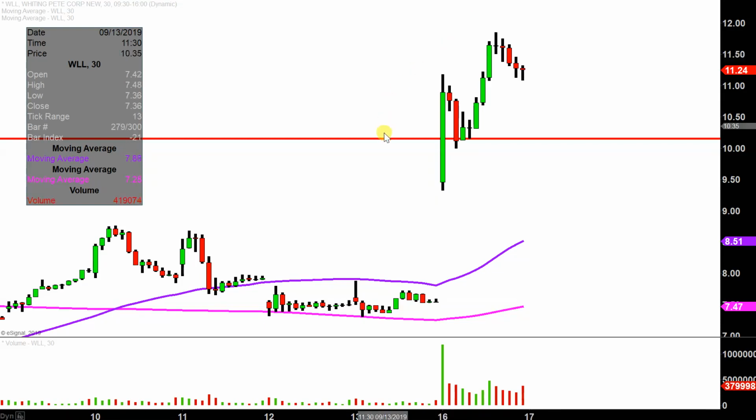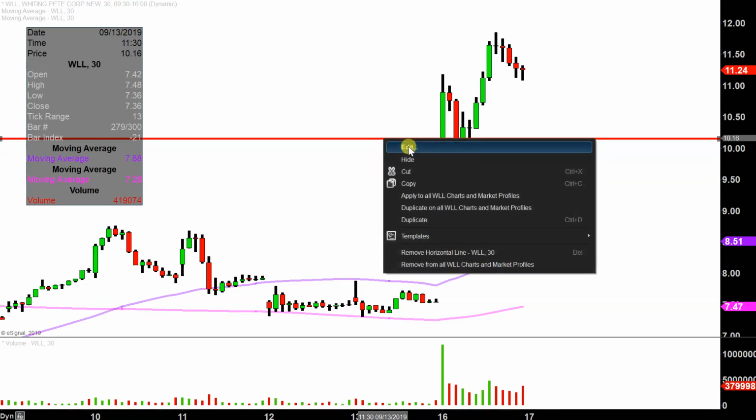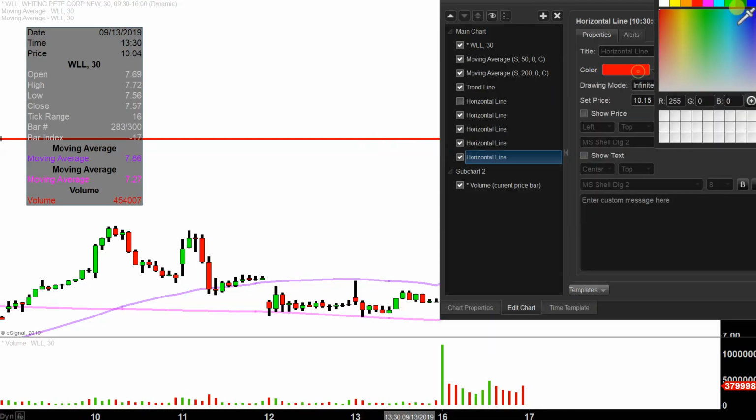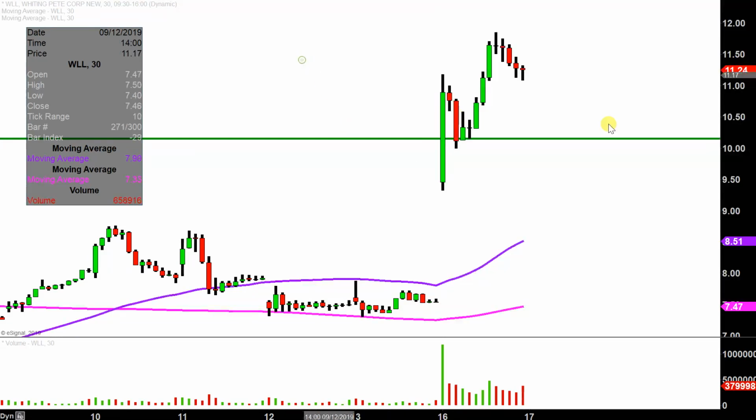First level that does need to be updated, though, is right here at 10.15. And this is just based on a foundational rule in charting, which states when levels of resistance are broken and closed above, you want to see them act as support. So 10.15, newest area of support, and just a classic example of that.